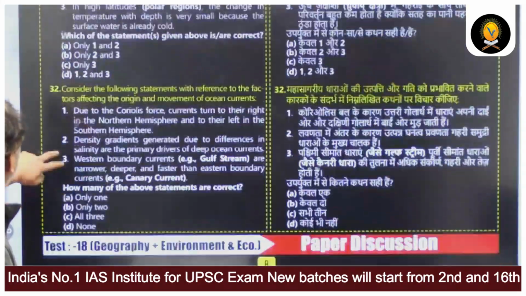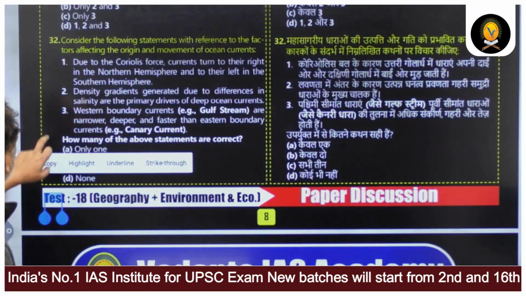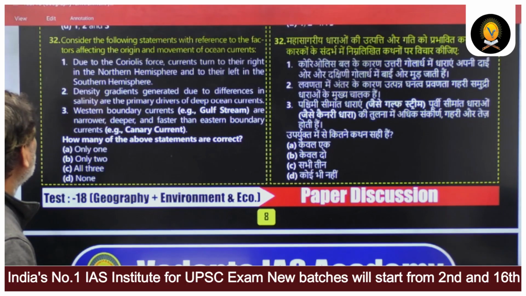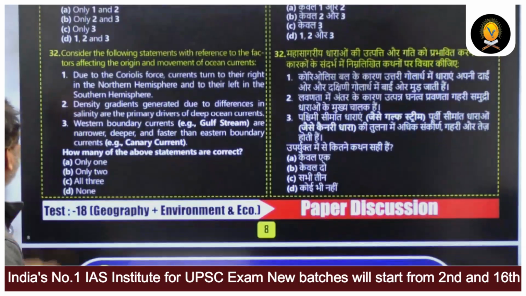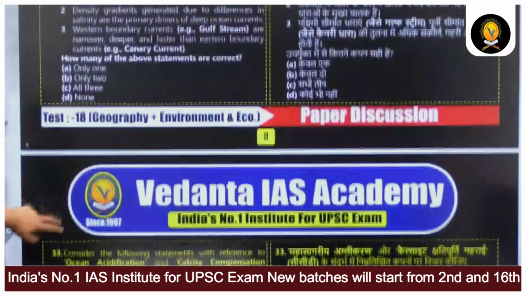1, 2 and 3 are correct. With reference to the factors affecting the origin and movement of ocean currents: due to the Coriolis force, currents turn to their right side in the northern hemisphere and to their left side in the southern hemisphere. Yes, it is correct. Density gradients generated due to differences in salinity are the primary driver of the deep ocean currents. It is also correct. Western boundary currents like the Gulf Stream are narrower, deeper and faster than eastern boundary currents like the Canary. Yes. So all three are correct.